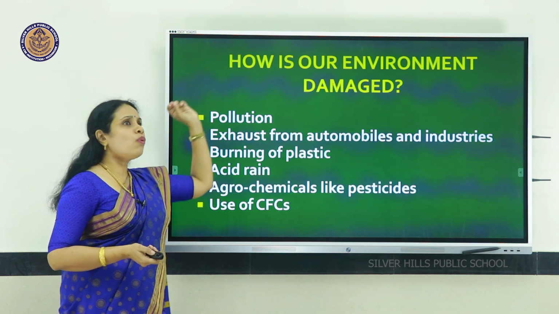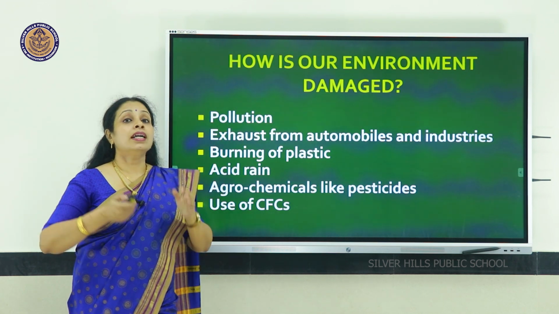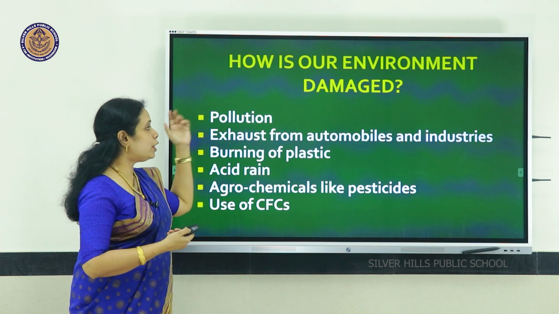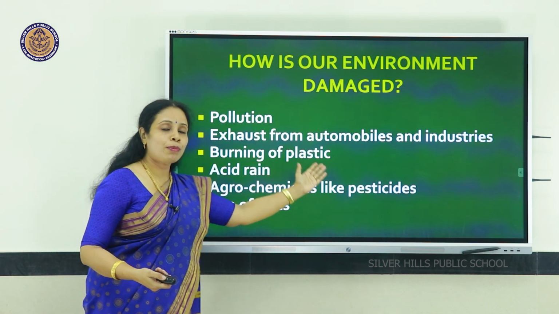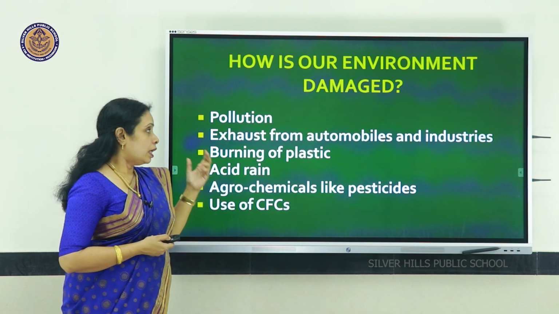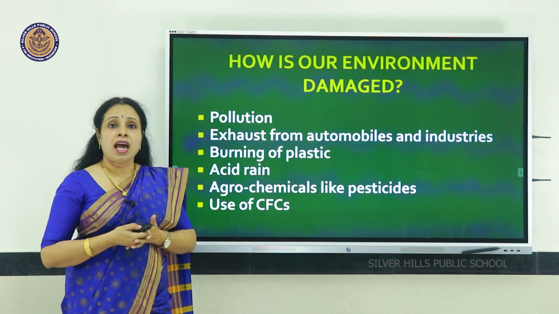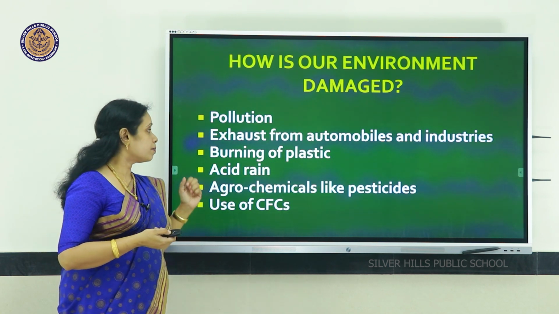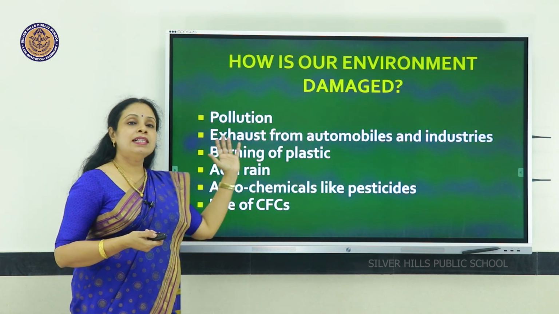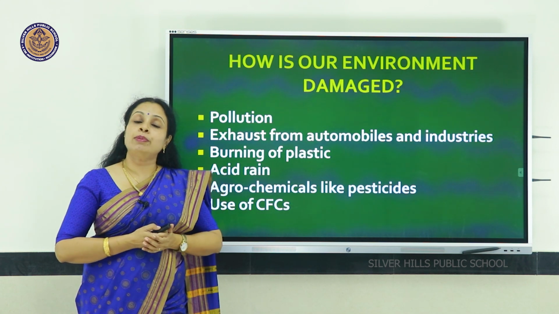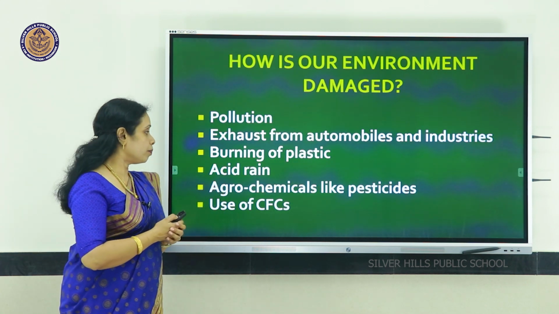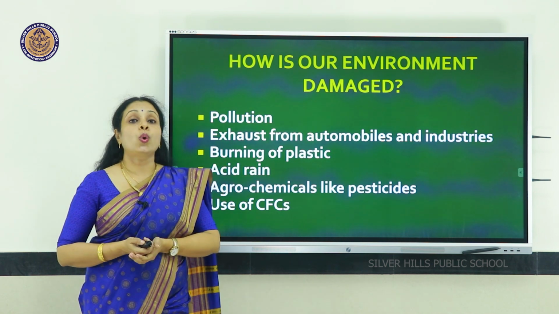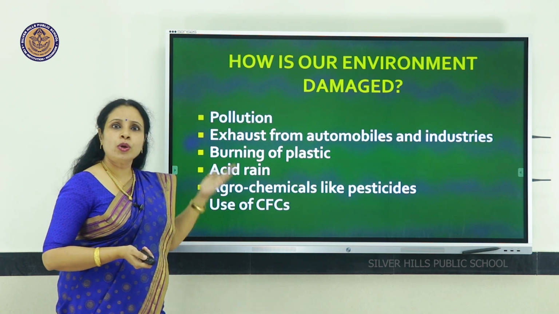So let's see, how is our environment damaged? It is damaged mainly by Homo sapiens, us human beings only. We are causing a lot of pollution. There is exhaust coming from automobiles, industries, etc. There is burning of plastics happening and toxic gases coming. If we breathe it, we will develop cancer and such other deadly diseases. Acid rain, agrochemicals like pesticides running off into water bodies and polluting them, polluting the soil, etc. And use of CFCs, chlorofluorocarbons, which is damaging even the ozone umbrella. So let's see more about all these.